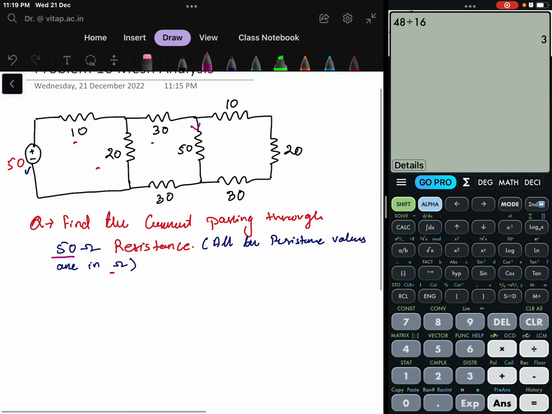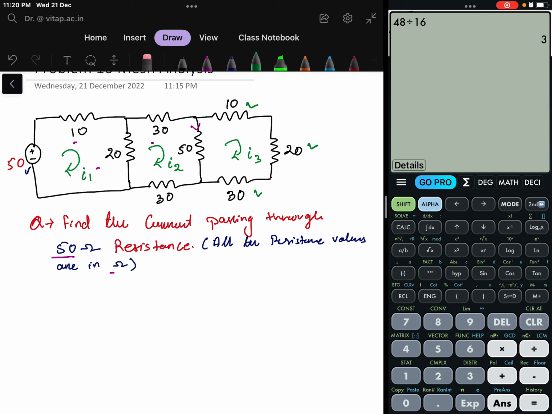So now let us do the mesh analysis here. For mesh analysis, first we have to draw the mesh currents. So let's say this is I1, this is I2, the second mesh current, and this is, let's say, I3. In mesh 3 you can clearly see that 10, 20 and 30, they are in series.